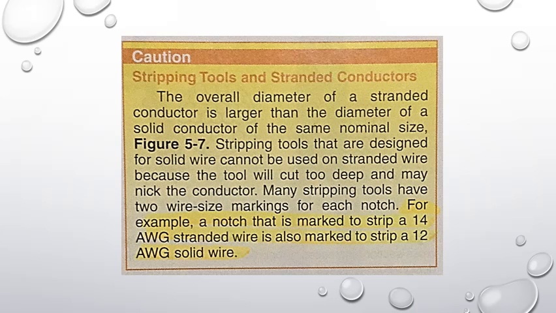Most branch circuit wires range from 14 to 10 AWG, with 12 AWG being the most common. You may have to use up to 4/0 cables for service entrance wiring. Residential work rarely requires cables larger than 4/0.